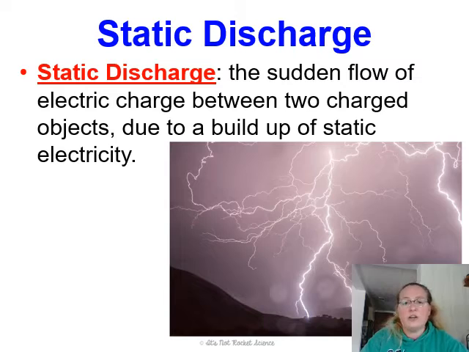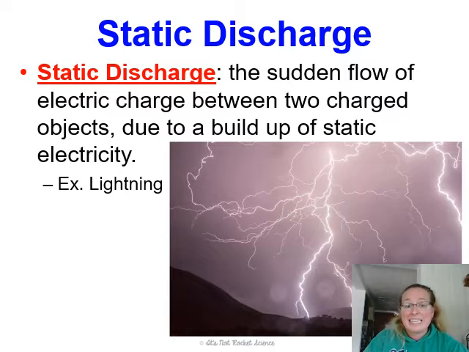All right, static discharge is the sudden flow of electric charge between two charged objects due to a buildup of static electricity. So a prime example of this is lightning.